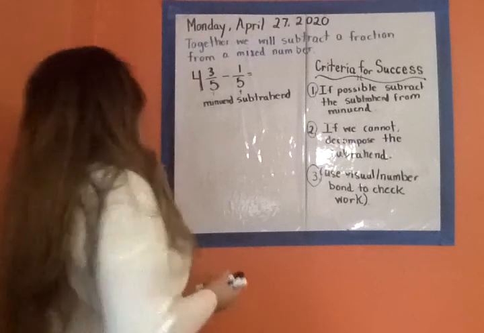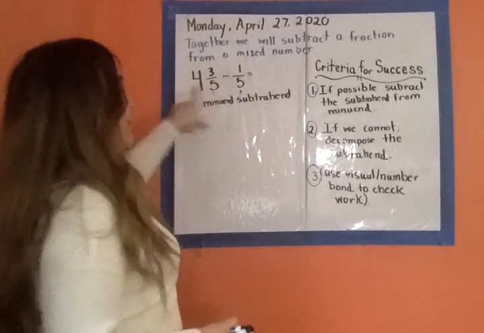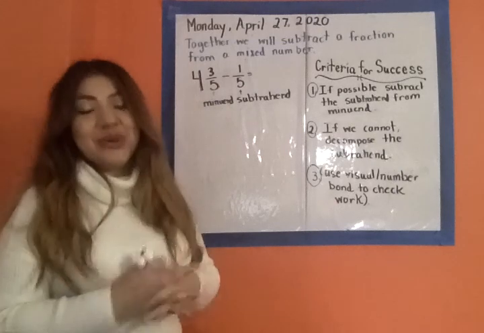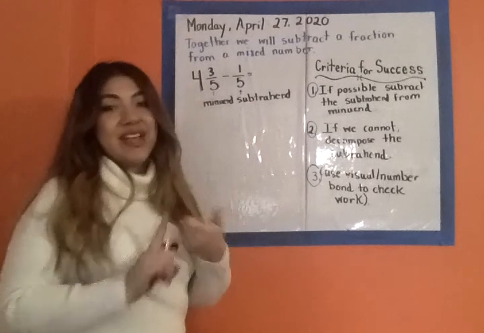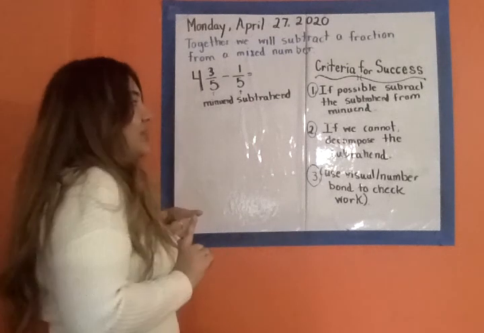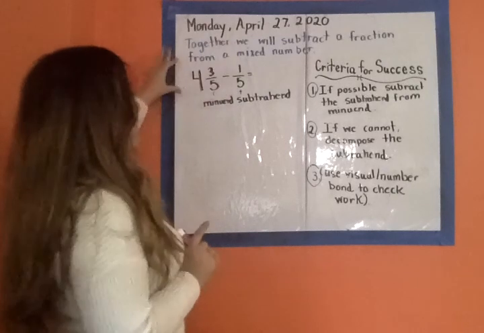Our focus today is going to be subtracting a fraction from a mixed number, okay? So in order to effectively do this, we want to refer to our criteria for success. The first thing we want to do is make sure that, if possible, we're going to try to subtract the subtrahend from the minuend, okay?